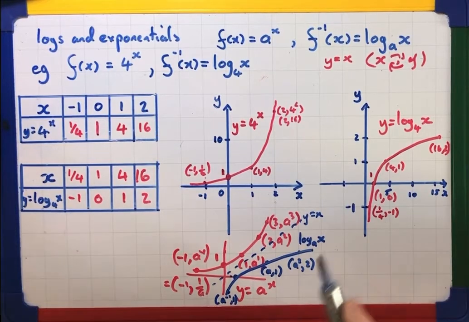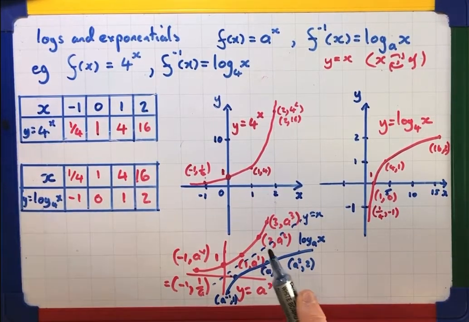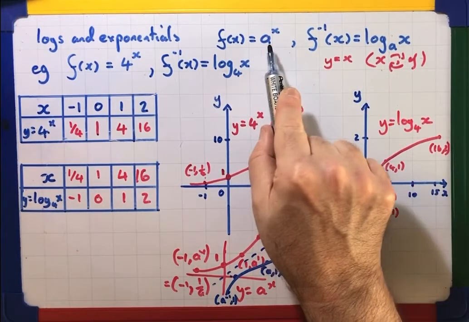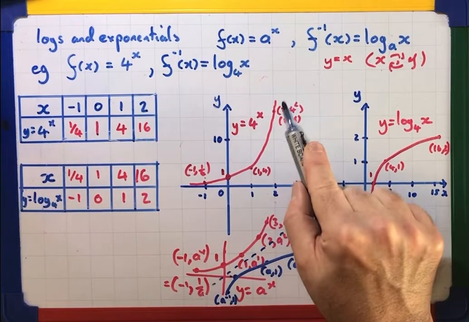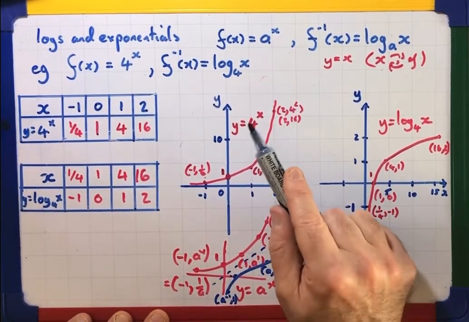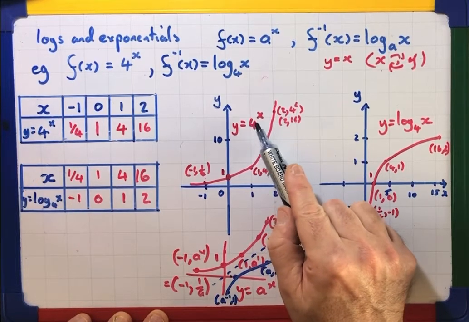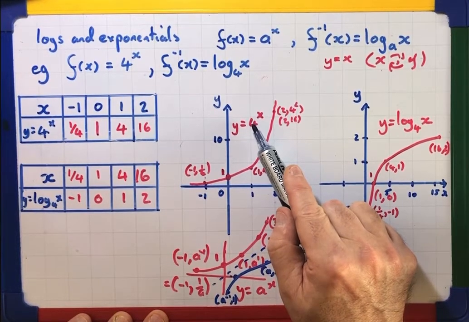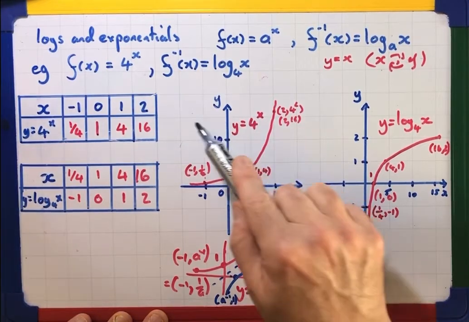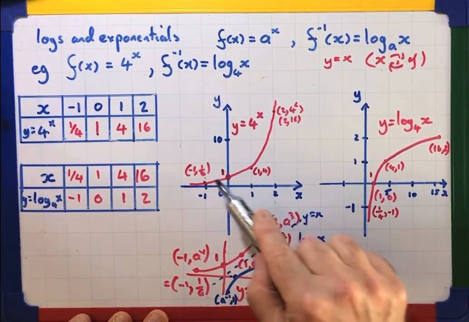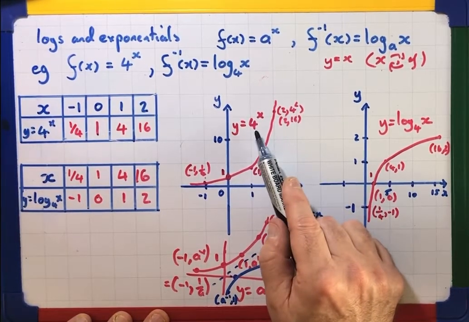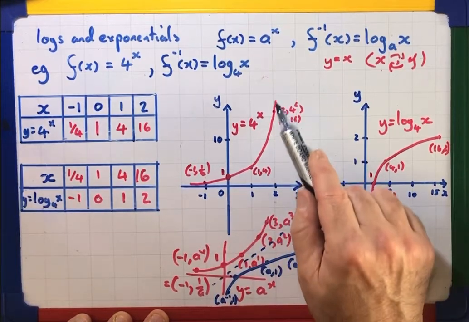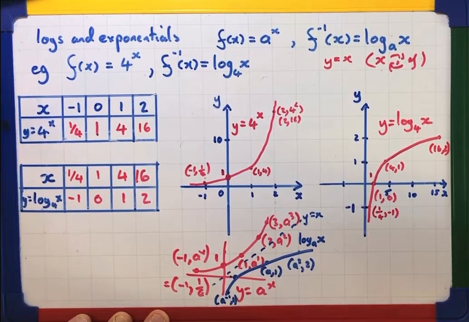Okay, so that's the basic graphs for a to the x or log to the base a of x. So for an exponential, it will look like that. However, if this base here was less than 1, I'm not going to do it here, but if it was less than 1, your exponential would look the other way round. However, I'm not going to go into details with that, but that is the general shape of an exponential. That's the general shape of a log.